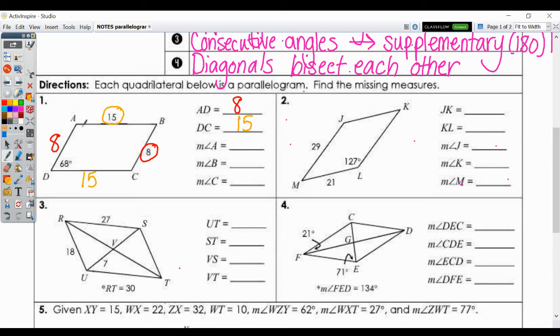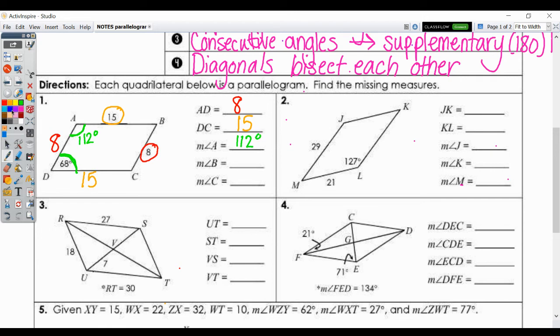Okay, so if I want to know angle A, I don't have its opposite angle. If I did, that would make it easy because they're supposed to be equal. But I do have this angle right here that's right beside it. Those are called consecutive angles, and they're supposed to equal 180. So if I do 180 minus 68, I'll get 112. So that means angle A is 112 degrees.